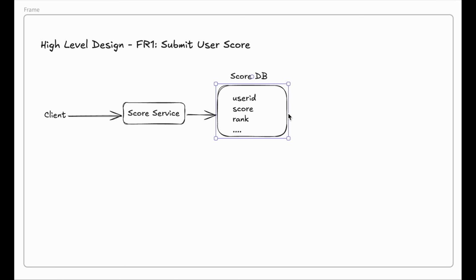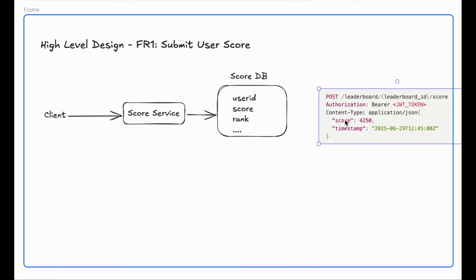But what it does inside is critical. It may need to validate the timestamp, check whether the new score is higher than what's already stored, update the leaderboard index, or emit events for downstream ranking updates. Here's an example of a REST API we might use.